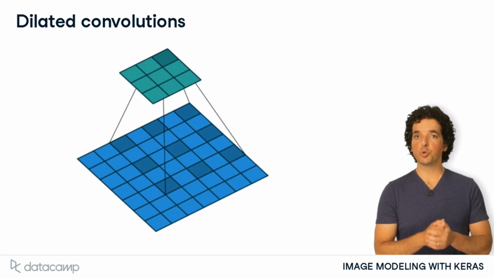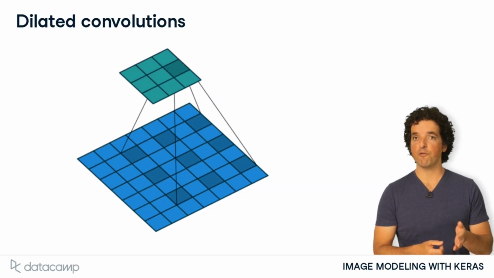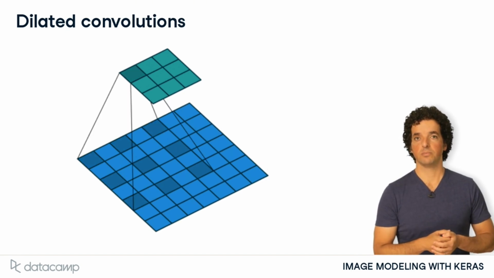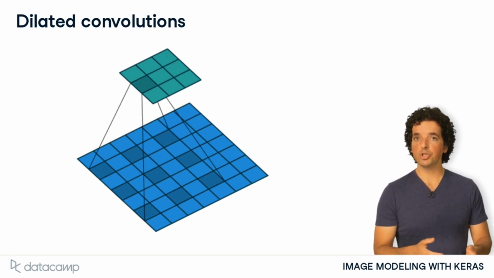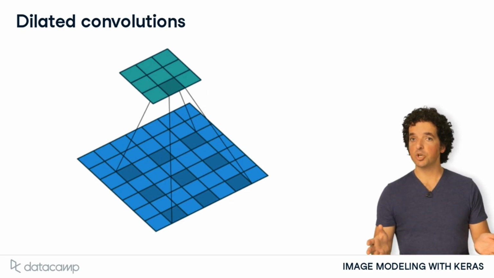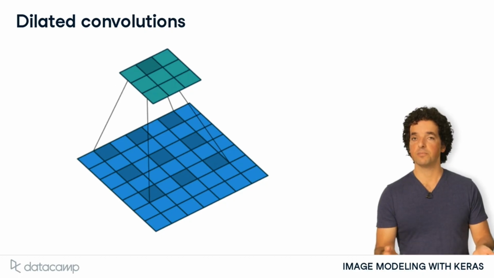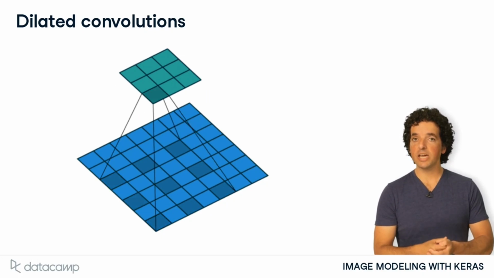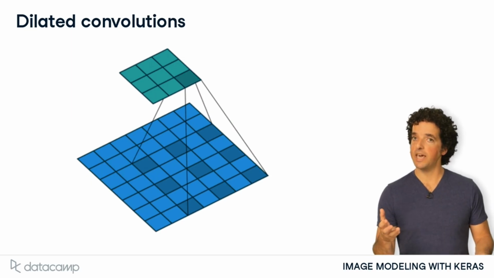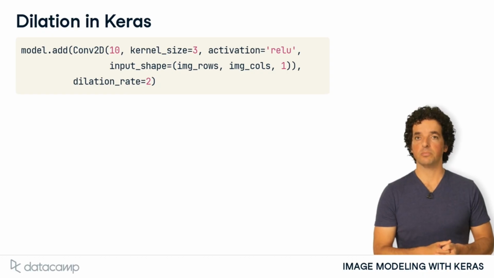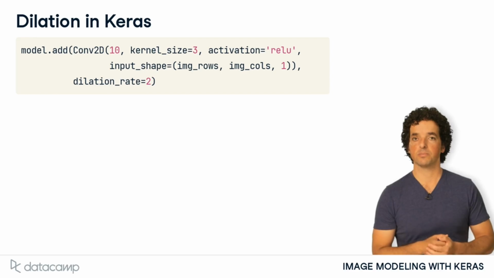Finally, you can also tweak the spacing between the pixels affected by the kernel. This is called a dilated convolution. In this case, the convolution kernel has only 9 parameters, but it has the same field of view as a kernel that would have the size 5 by 5. This is useful in cases where you need to aggregate information across multiple scales. This too is controlled through a keyword argument, dilation rate, that sets the distance between subsequent pixels.